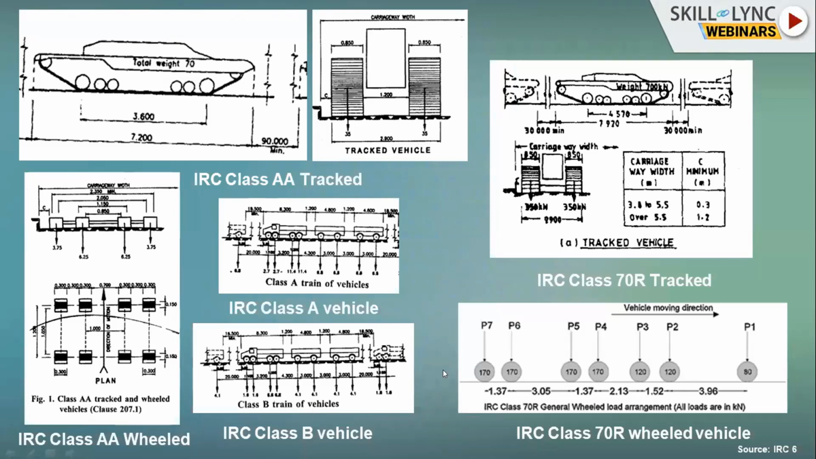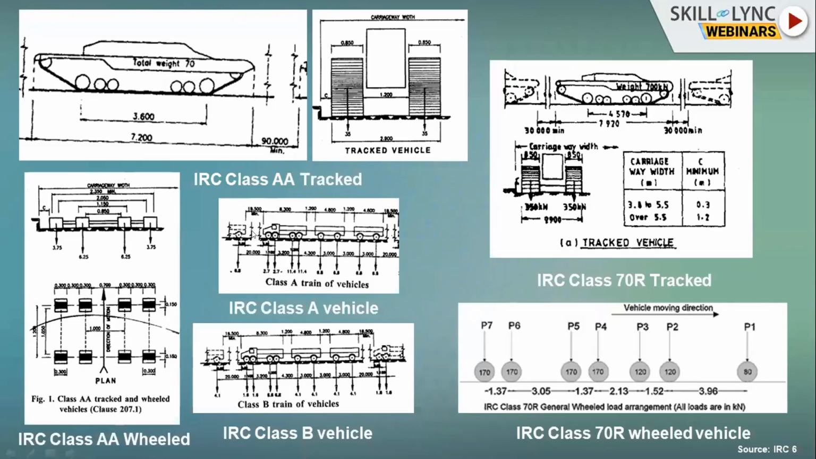And similarly, you can see that a class 70 vehicle is somewhat pretty long compared to a class AA vehicle, even though it's 1,000 kilonewton. So in case of a shorter span bridge, assume it's 5 meter long or 6 meter long, this could be pretty governing compared to that of a class 70 vehicle.